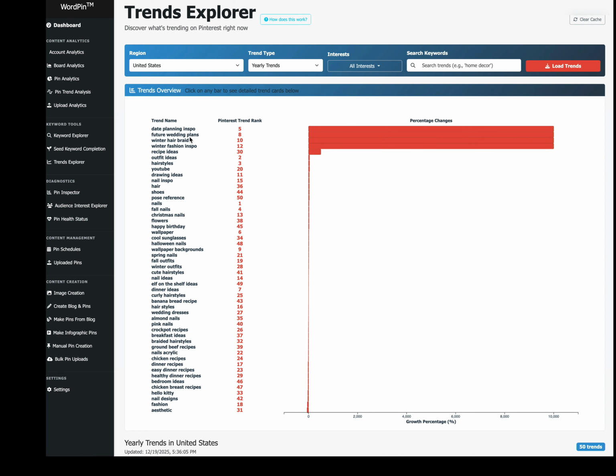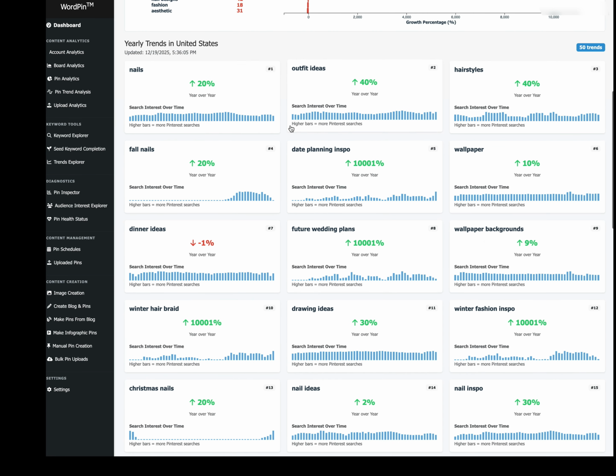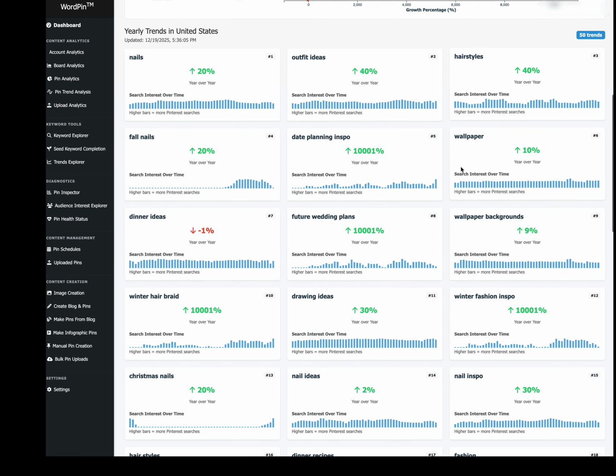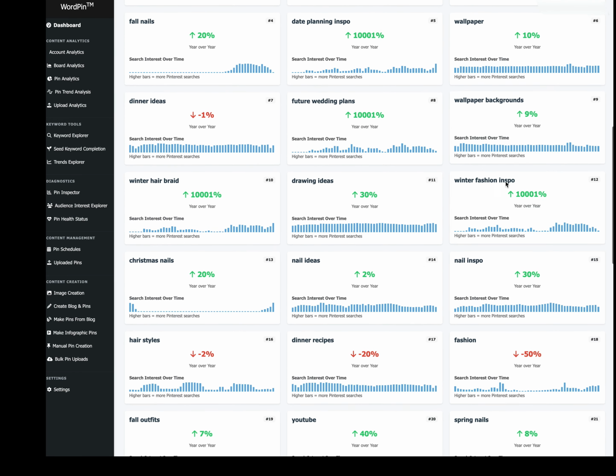Date planning inspo, future wedding plans. And again, those are the same data you can actually see on Pinterest trends. Now you see a very different trend. Fall nails gives you, again, a seasonal indication, but nails, it's really high. But overall, year over year, this is growing, suggesting that if you have an account that is focused on nails, you might be really hitting the nail on the head. And same thing, outfit ideas, sorry for zooming in, hairstyles, and so on. Again, wallpaper backgrounds, it's very good.